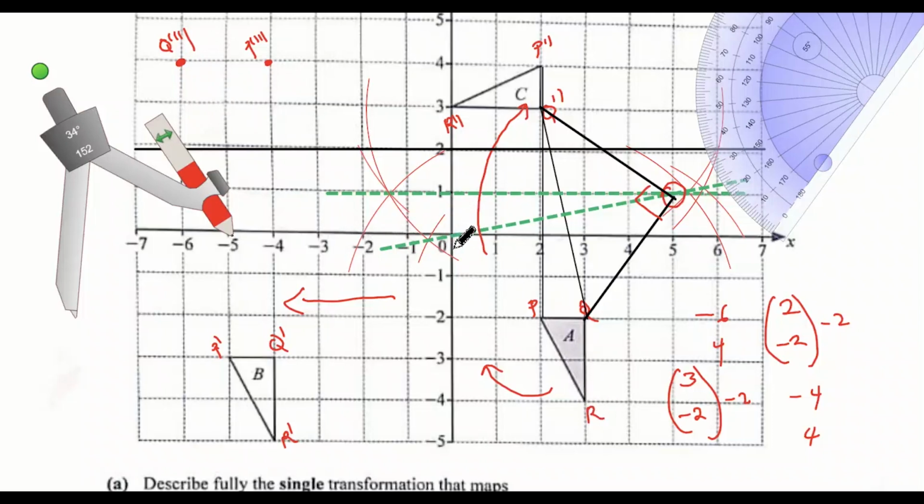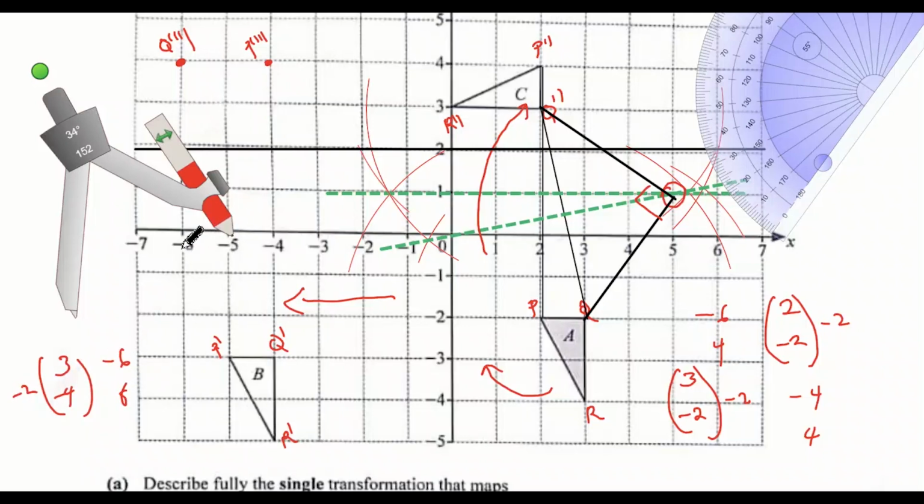The last one will be point R. Let's count from the center of enlargement. That will be 1, 2, 3, so x equals 3, and 1, 2, 3, 4, so y equals -4. So (3, -4). If you multiply by the scale factor, which is -2, we're going to have -6 and 8.